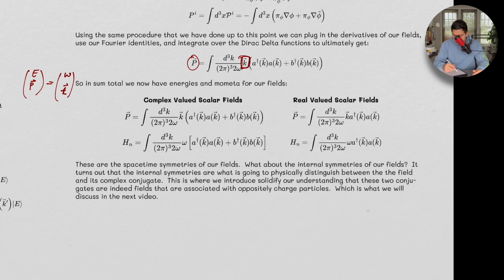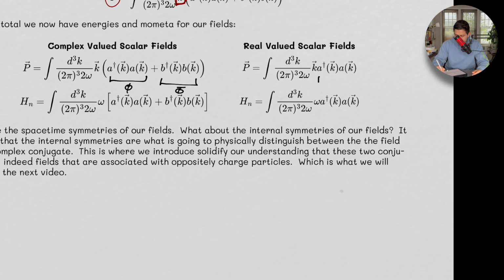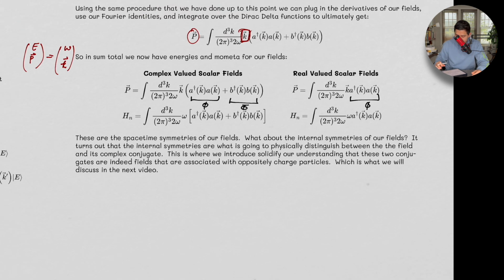So this is for this field. These guys were for this field, and here we just have real, so there's no complex valued field. So again, we just had a field that was real.